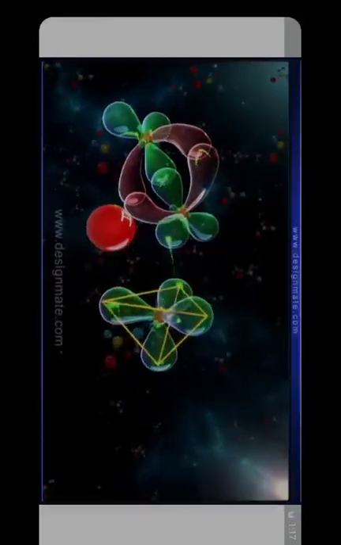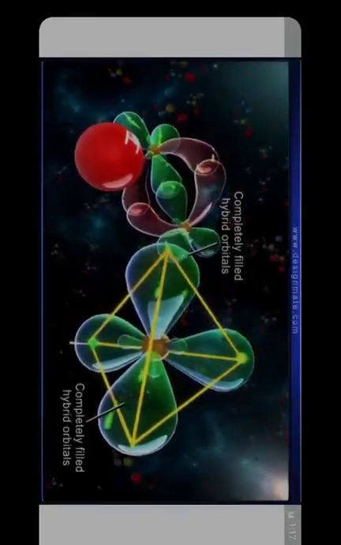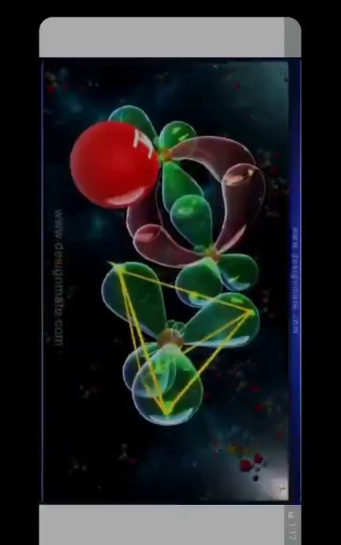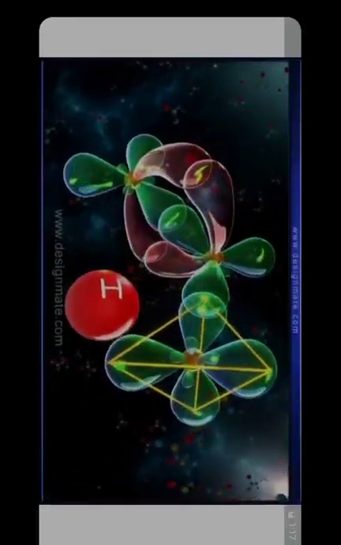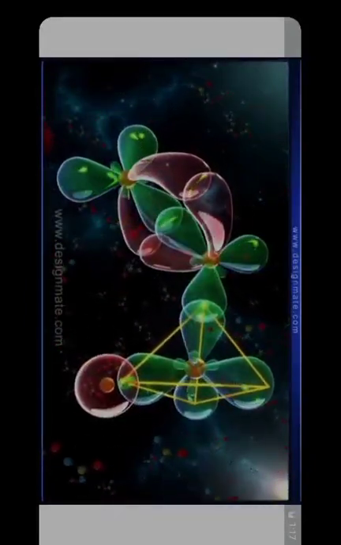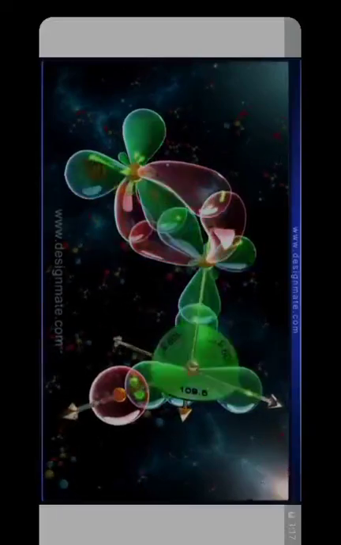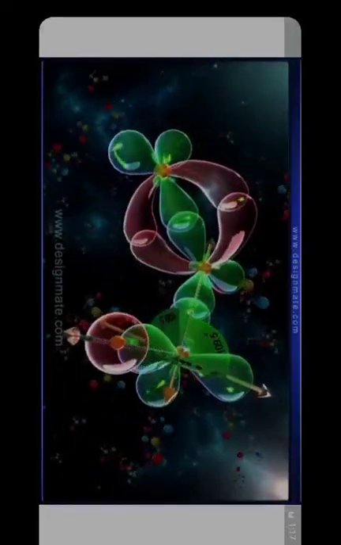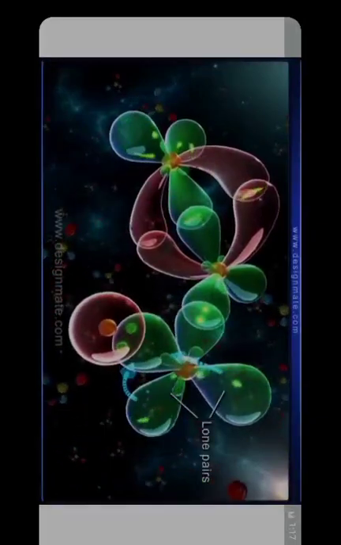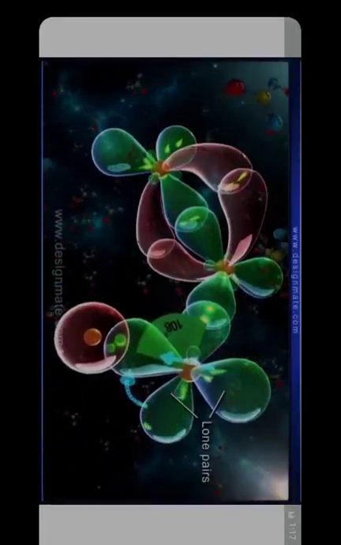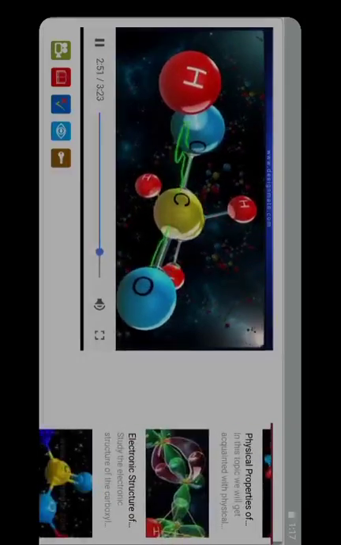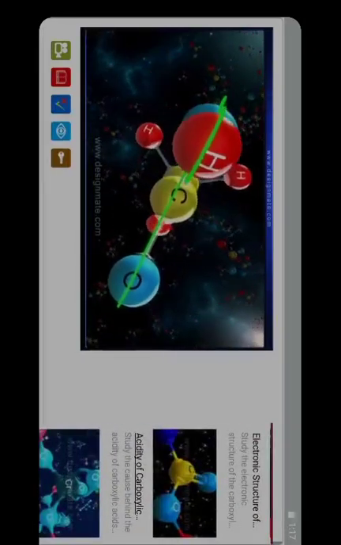Therefore, this oxygen atom has four sp3 hybrid orbitals, two of which are completely filled, while the other two are half filled. One of these half-filled orbitals overlaps with an sp2 hybridized orbital of a carbon atom, and the other overlaps with a 1s orbital of a hydrogen atom. In accordance with sp3 hybridization, the expected bond angle of the C-O-H bond is 109.5 degrees. However, due to the presence of two lone pairs, this bond angle reduces slightly. Summary. Carboxylic acids are organic compounds which contain at least one carboxyl group in their molecule.